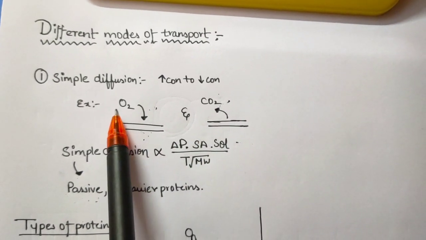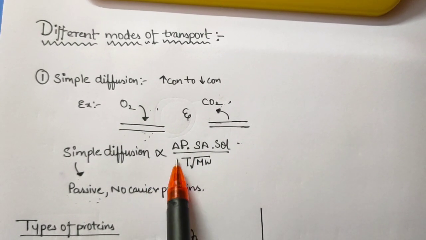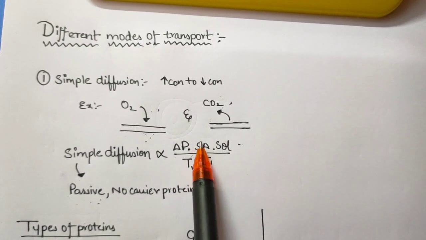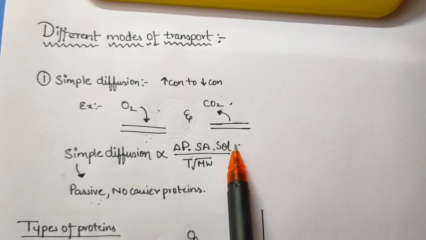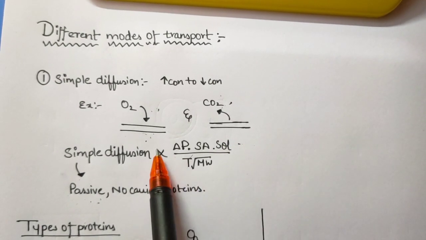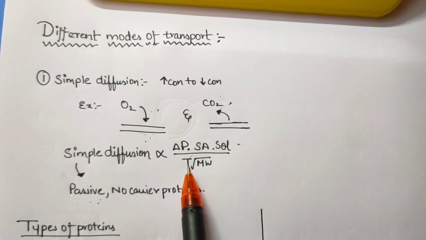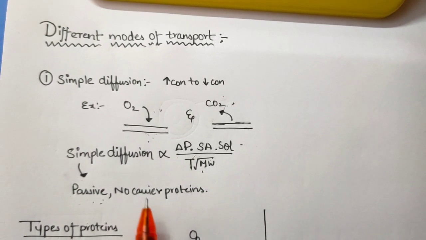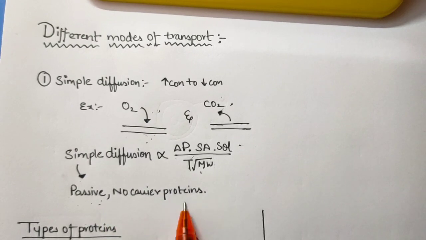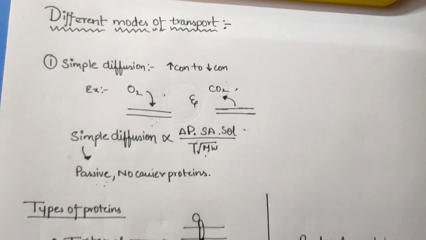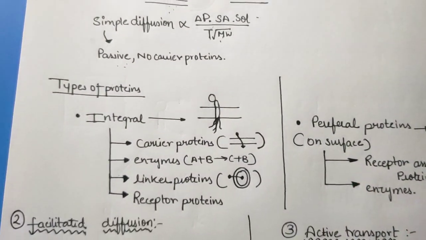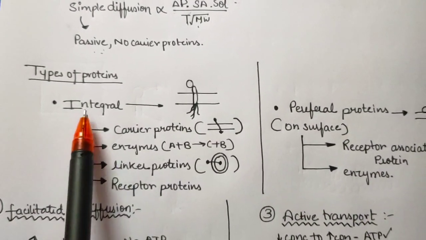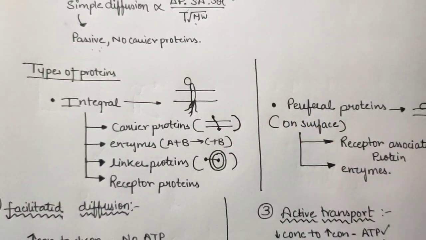Now here simple diffusion is proportional to the concentration gradient, surface area, and lipid solubility, and it is inversely proportional to the thickness of the membrane and the size, molecular weight, of the molecule. It is passive and no carrier proteins are present in this simple diffusion. Now before going to the second one, let us see about types of protein. We have two types of proteins, that is integral and peripheral proteins.